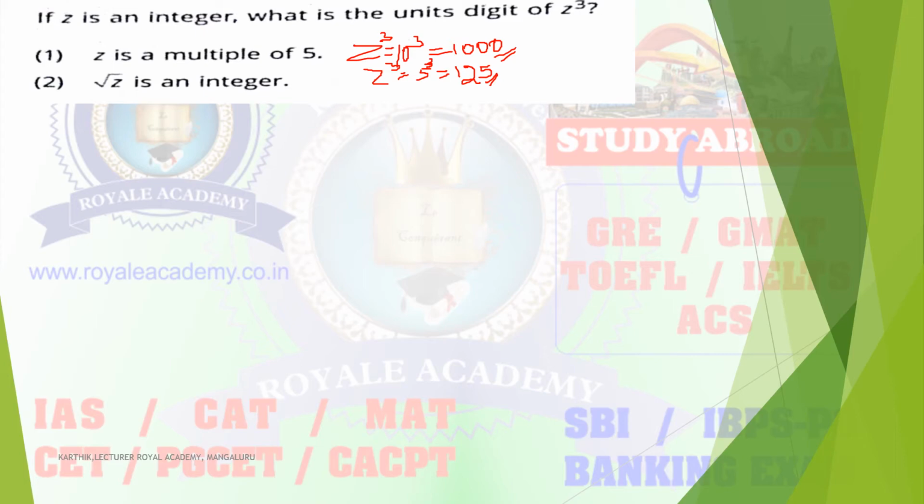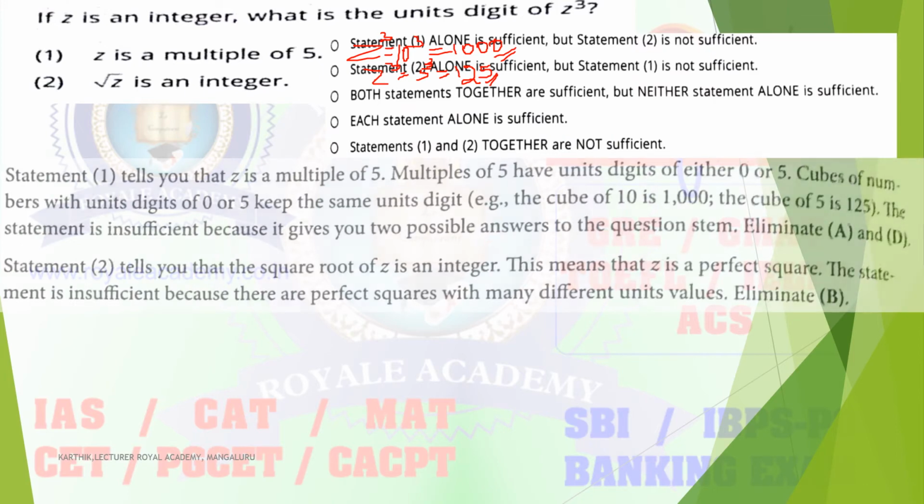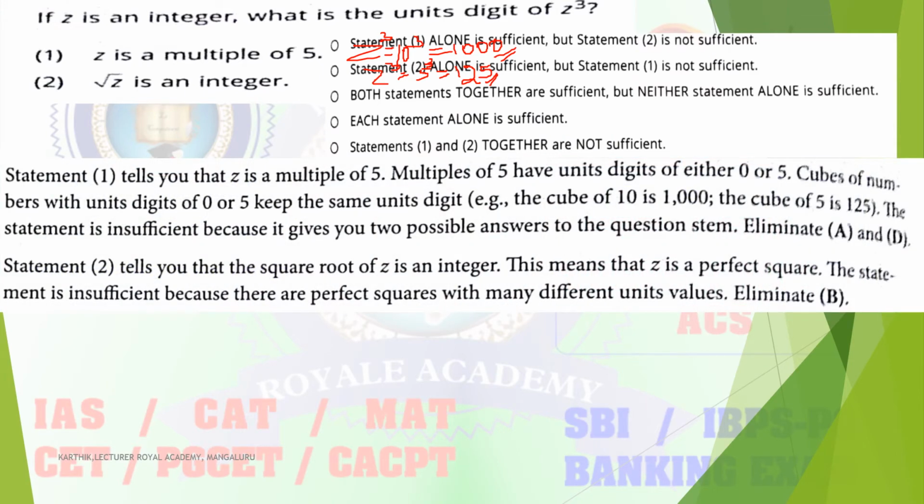Okay, so second statement: square root of z is an integer. So first statement you can't find out the answer. The second statement tells you that square root of z is an integer. This means that z is a perfect square. That is also insufficient information. Why? Because here we need the cube root, we need the cube's unit digit. So that information is also not enough.